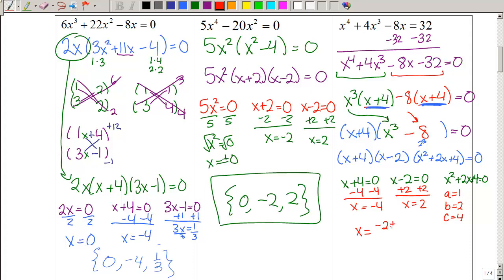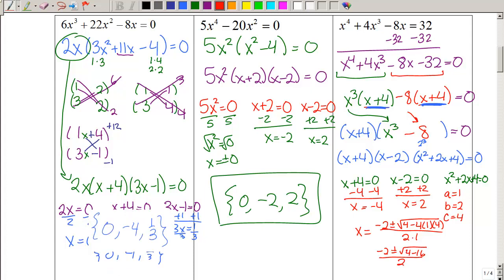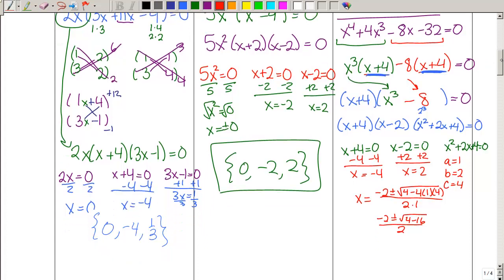X equals -b, which is -2, plus or minus the square root of b squared, 2 squared is 4, minus 4 times A times C. My A is 1 and my C is 4, all over 2 times A. Next, I'd like to reduce inside the radical, which gets me 4 minus 16, or -12.